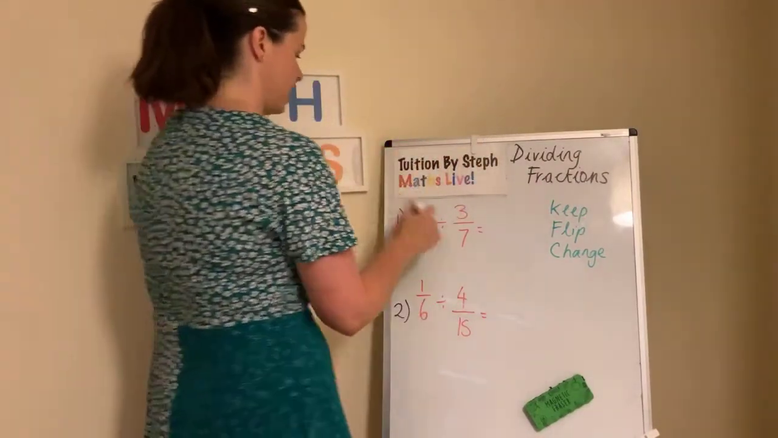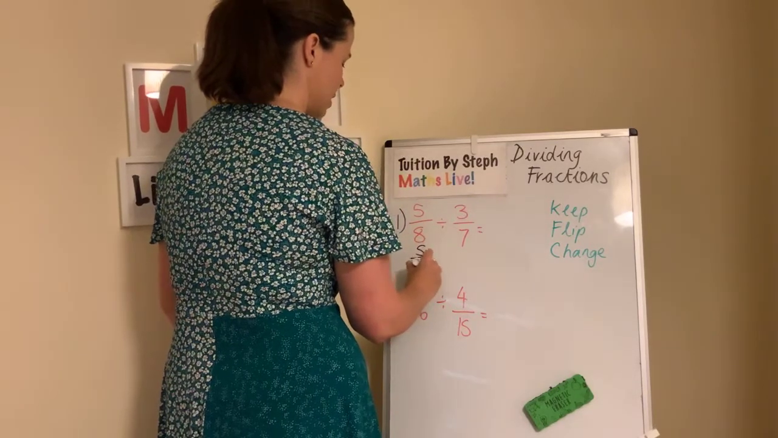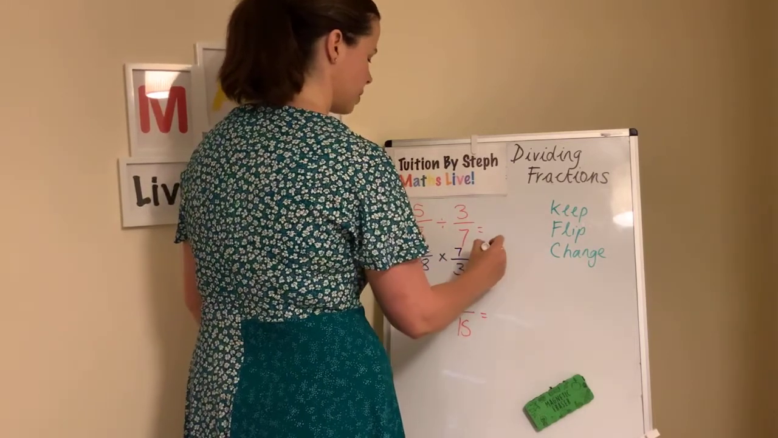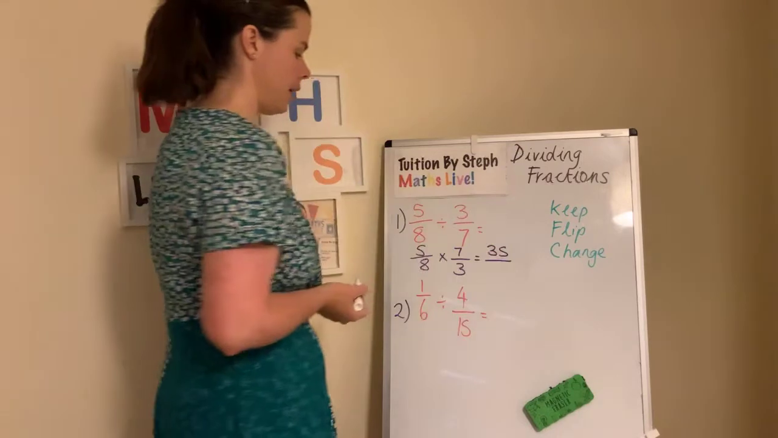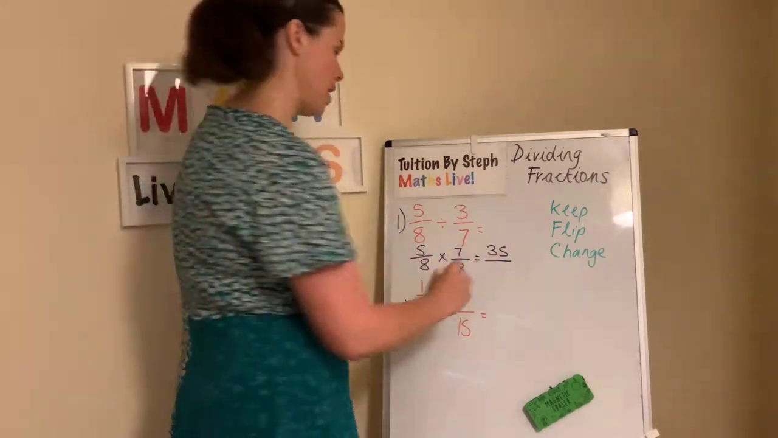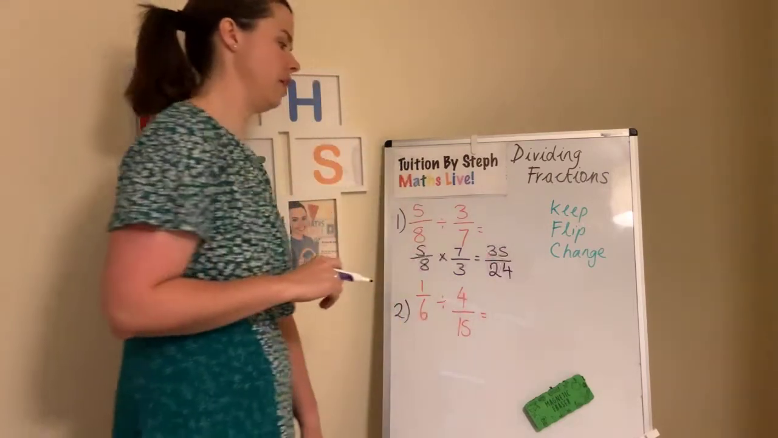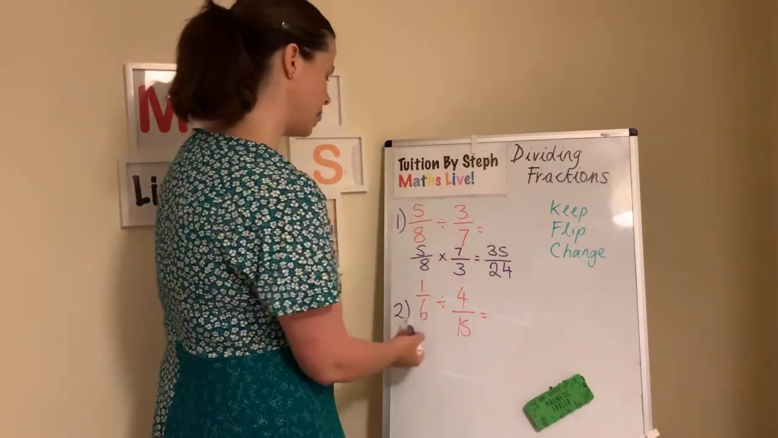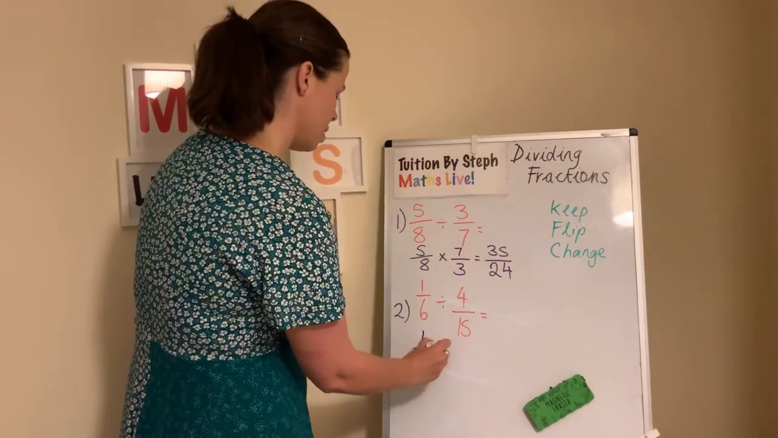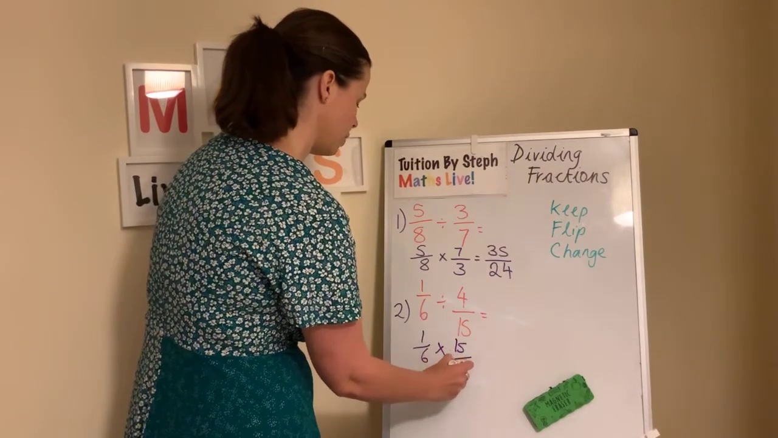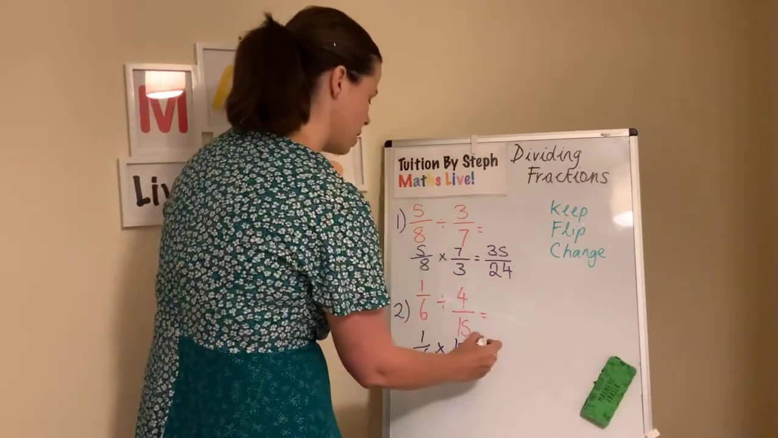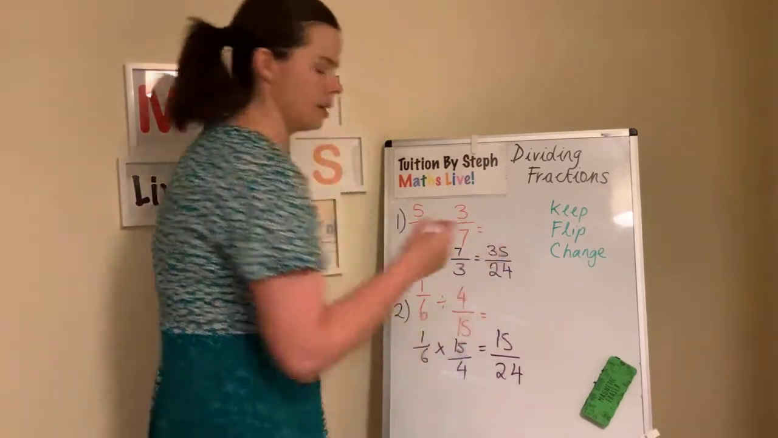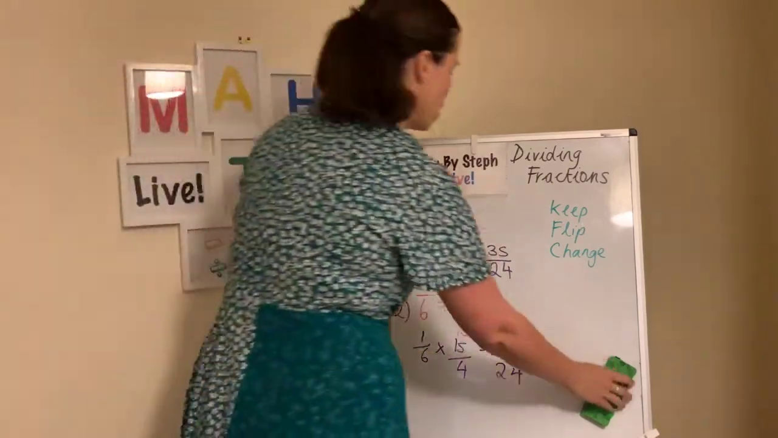Right. 5/8. So 5/8 times by, flip it around. So 5/7, 35. 8 3s, 1 8 is 8, 2 8 16, 3 8s are 24. So 35 over 24. 1/6 stays the same. Multiply, twist them around. 15 over 4, which equals 15 over 24. There you go.